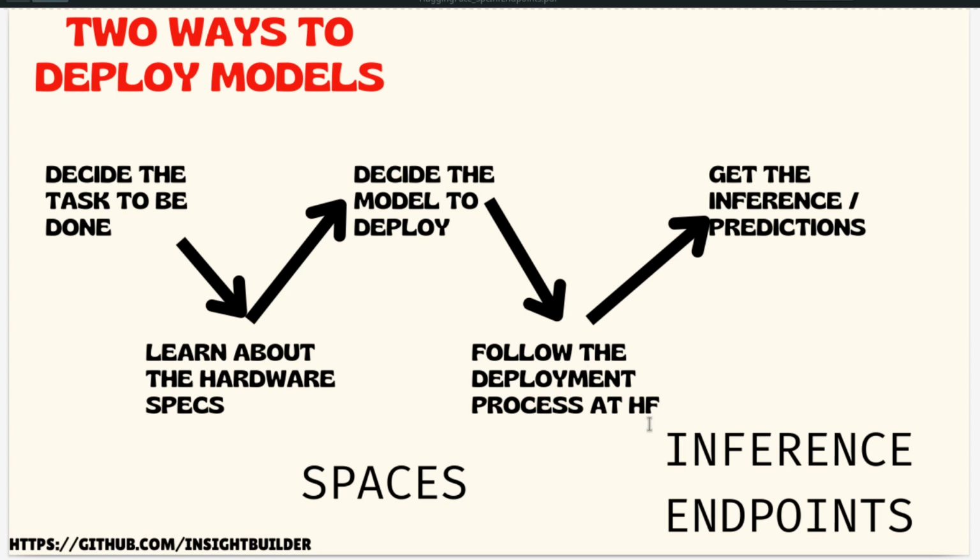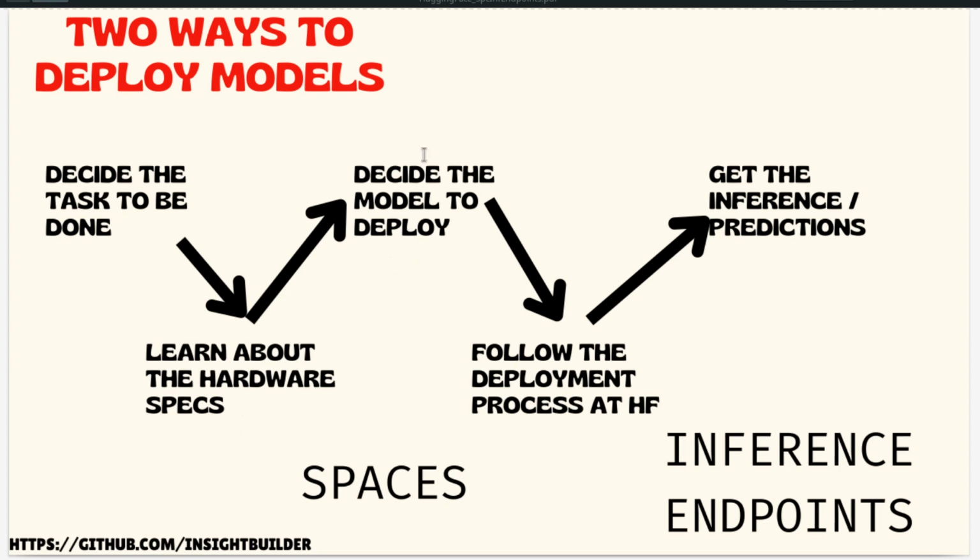But these are the options that are available, that is spaces and inference endpoints are the options available inside Hugging Face Hub. And the steps that you are going to take is that you have to decide the task. As I already told you, you need to decide what kind of task you want the artificial intelligence model to do. Once you decide the task, you need to learn about the hardware specs that are available inside Hugging Face Hub. I'll be showing it to you in a couple of minutes.